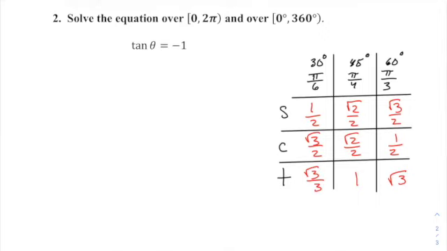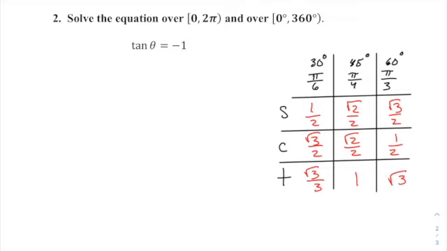Okay, so I'm focusing on the 1, first of all. That just jumps out at me. When is tangent equal to 1? Tangent is equal to 1 with a reference angle of 45 degrees, or pi over 4 in radians. So when is it -1?